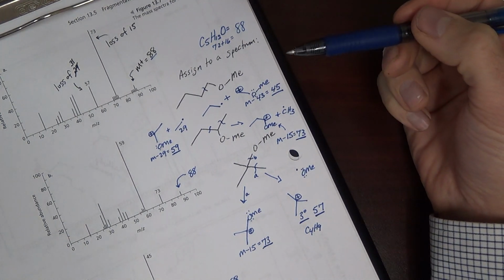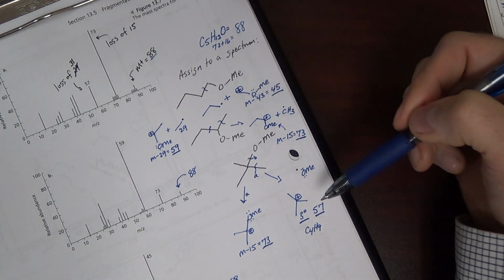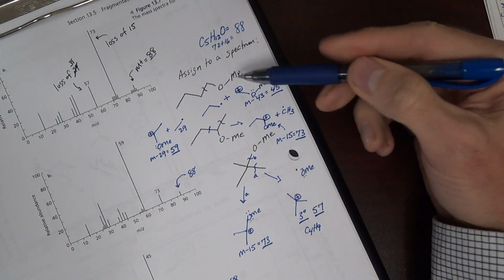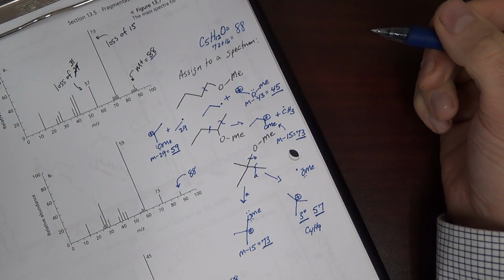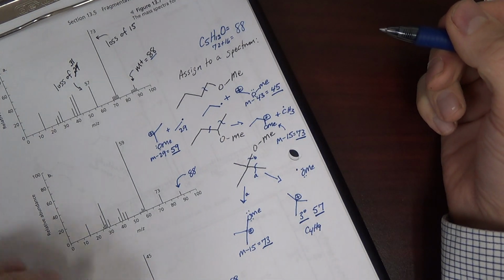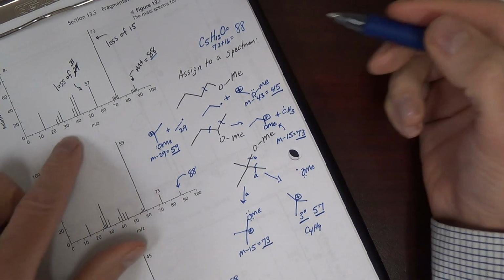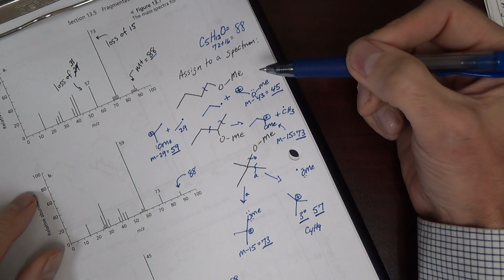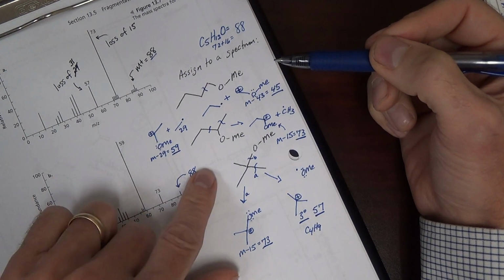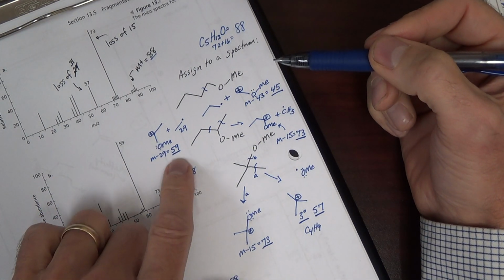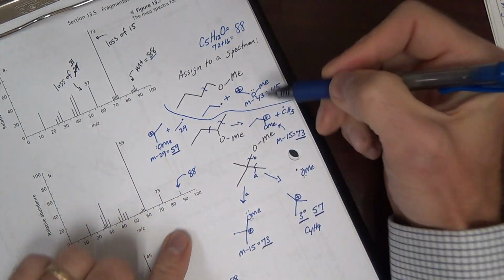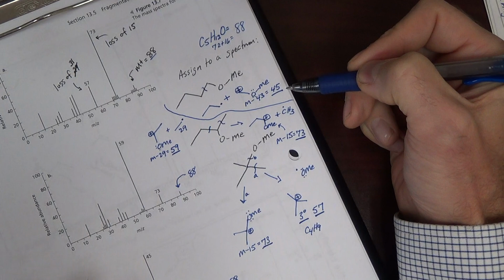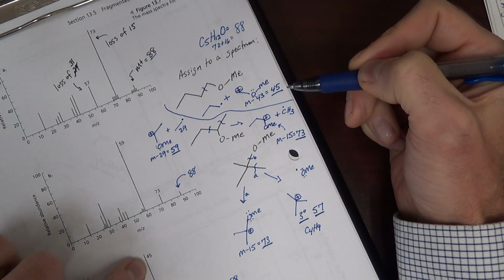All right, so for each compound we have predicted masses for so-called daughter fragments, cleavage fragments. Okay, let's look at the first compound, which we predicted 45. Do we have a 45 in any of our spectra? Yes.